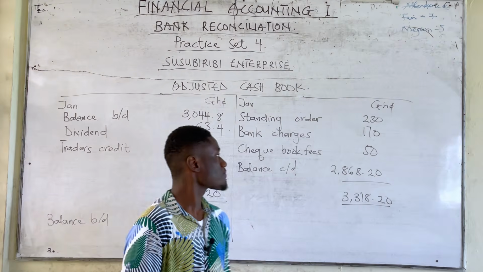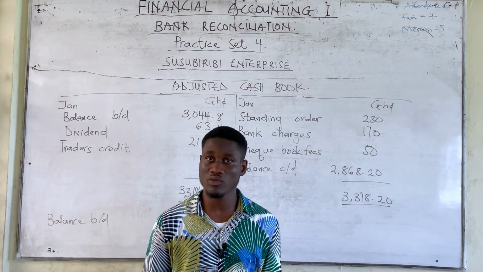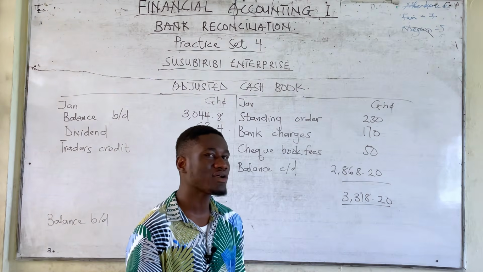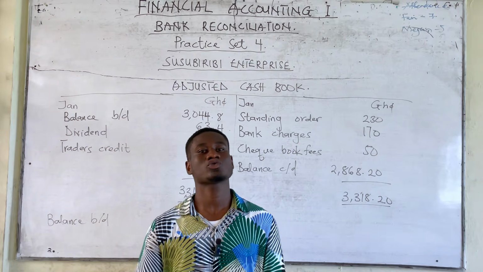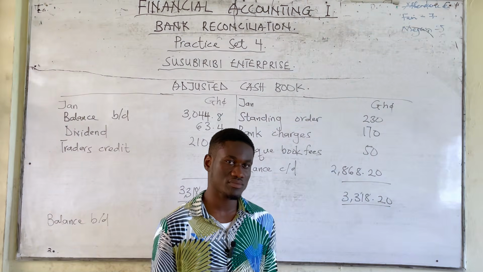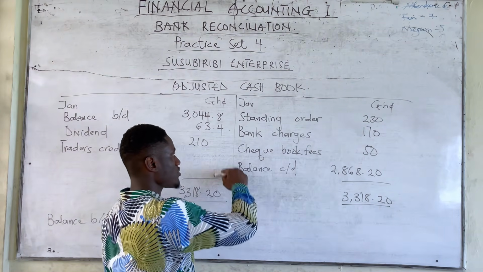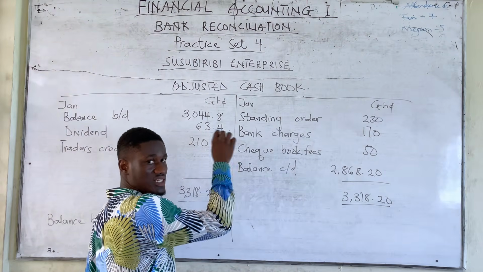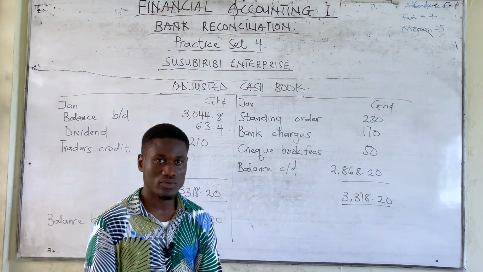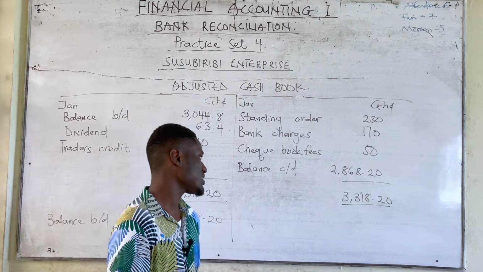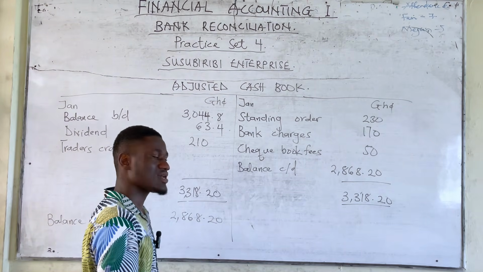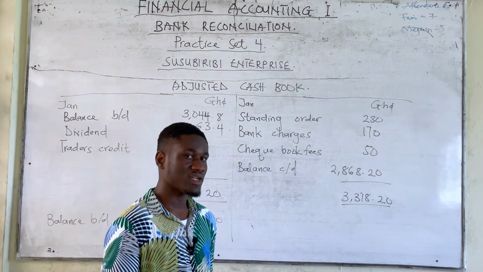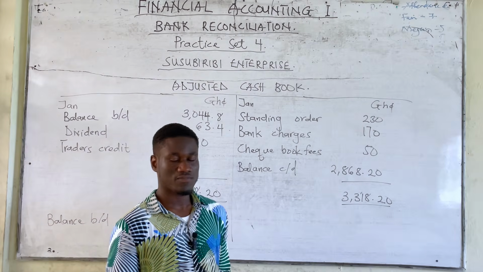So when we go to the bank reconciliation statement, we are going to check for items recorded in the cash book but not recorded in the bank statement. These items were recorded in the bank statement but not recorded in the cash book, so we have corrected them in the adjusted cash book. So when we go to the bank reconciliation statement, we are going to correct or record items that were recorded in the cash book but not recorded in the bank statement. Do you get it?